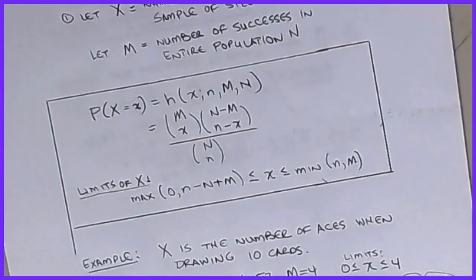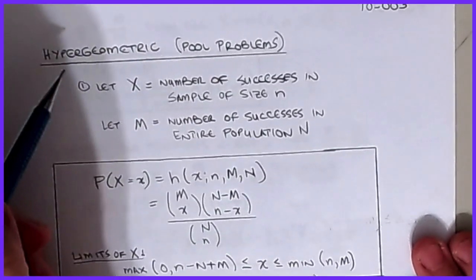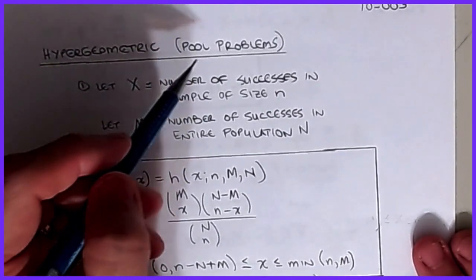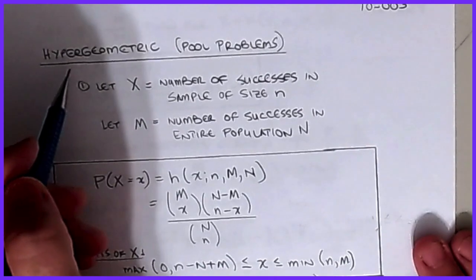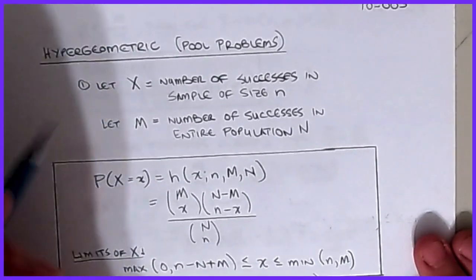All right. Our next method that we're looking at is called the hypergeometric. You've seen this one. When we started doing some of our counting problems, we talked about pool problems, and a pool problem is nothing more than a hypergeometric. I'll show you how we come up with that here in just a second.